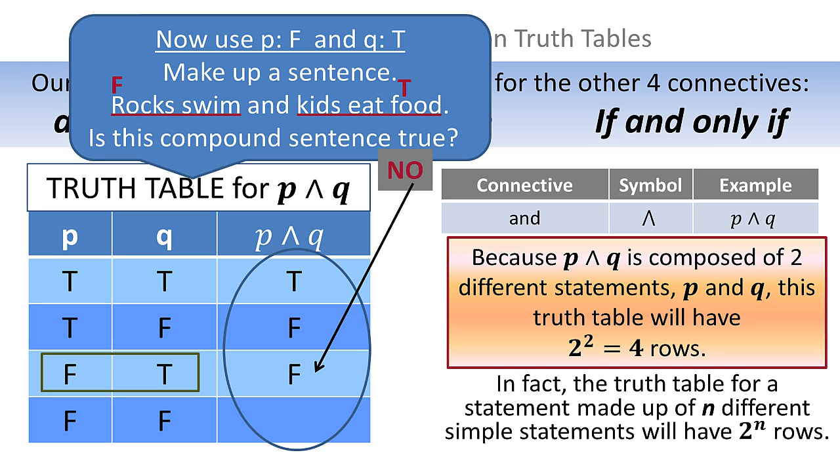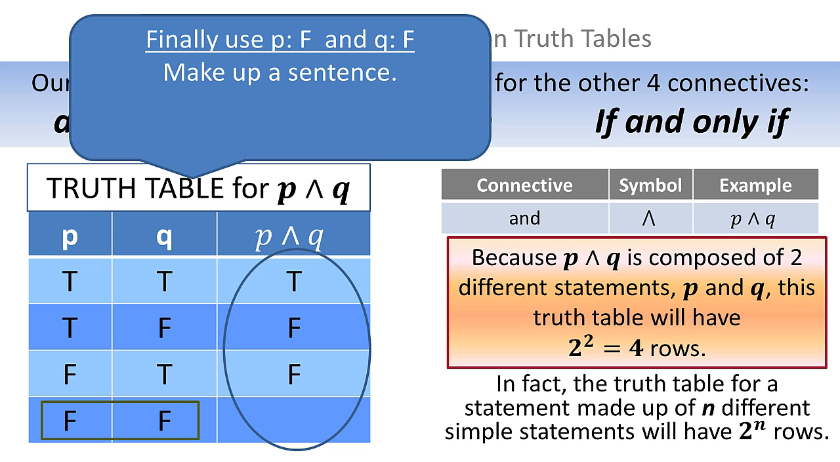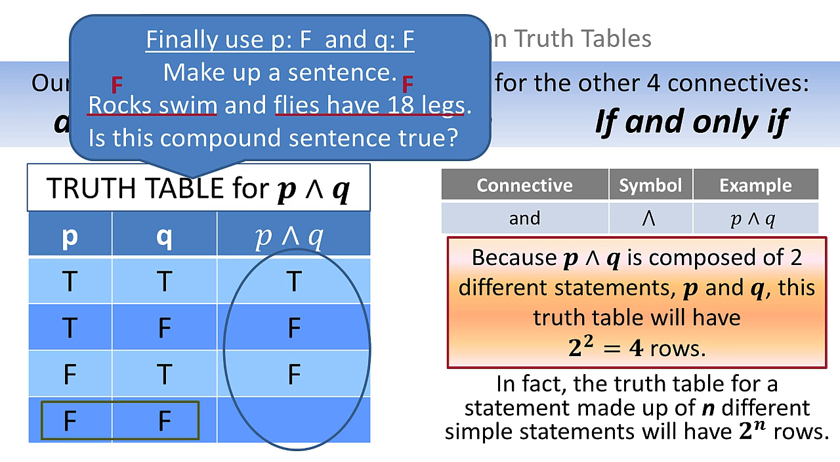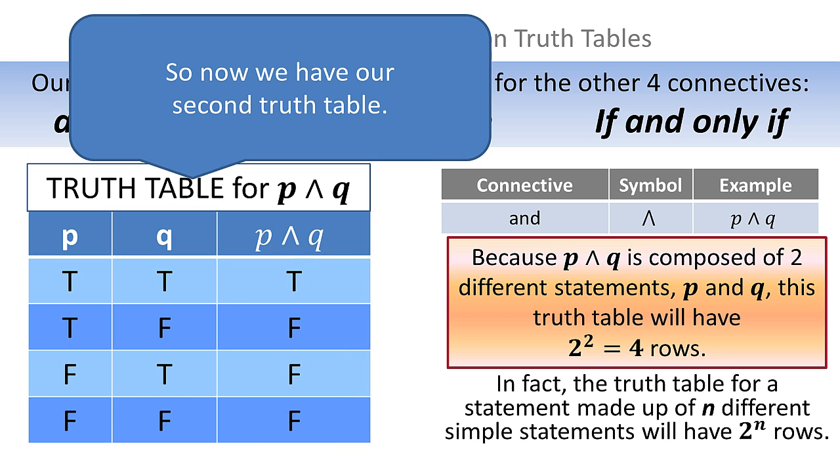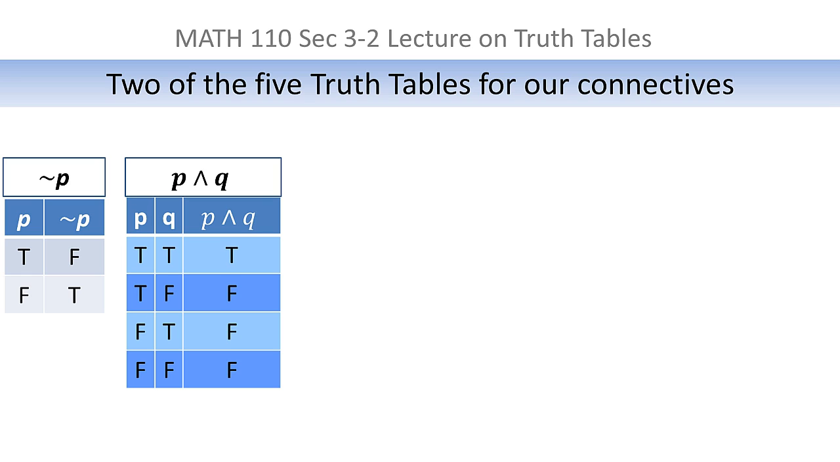The last possibility is for both P and Q to be false. If you make up a sentence like rocks swim and flies have 18 legs, then I think we would all agree that that statement is not true, so the resulting connective is false. But after having gone through this, we now have our second truth table. This is the truth table for and. So we're building up our truth tables. We've got the negation truth table and we've got the and truth table.